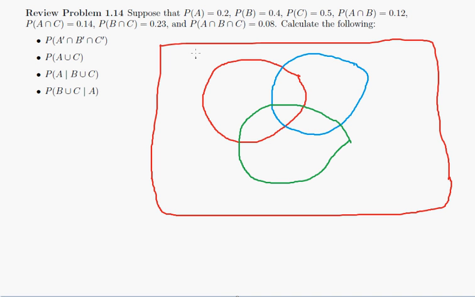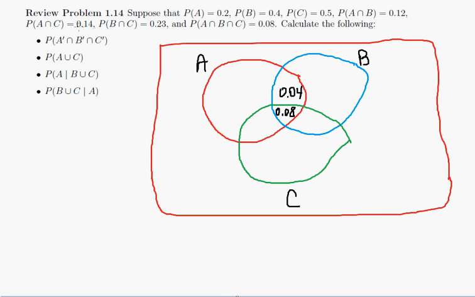Okay, so I'm going to work from the smallest numbers and work outward. So A, B, and C, the chance of that happening is 0.08. Again, let me mark A here, B here, and C here. The chance of A and B happening is 0.12. I've already got 0.08 here, and so that leaves 0.04 here. So the chance of A and B would be 0.08 plus 0.04, which makes 0.12.